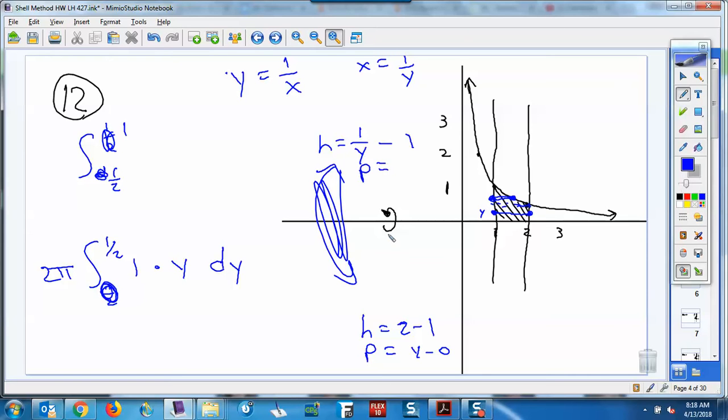And then what's p on this one? What's p on this one? Also y minus 0, right? I mean, the strips are y. This strip's y, it just happens to be somewhere between 1/2 and 1, and the strip below happens to be somewhere between 0 and 1/2, but it's still y. So the distance from the strip to the center is still y minus 0 on both of them, right? Two different strips, but the same name. And so this would be 1 over y minus 1 times y, with a 2 pi.